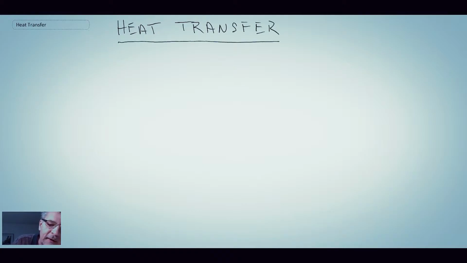Welcome to heat transfer. What I'm going to be doing in this course is covering the topic called heat transfer. And what we'll begin by doing is taking a look at the different forms of heat transfer that exist. Essentially, heat transfer is the process of energy exchange, or energy in transit, due to a temperature difference.